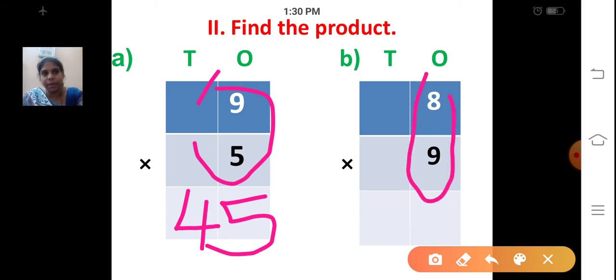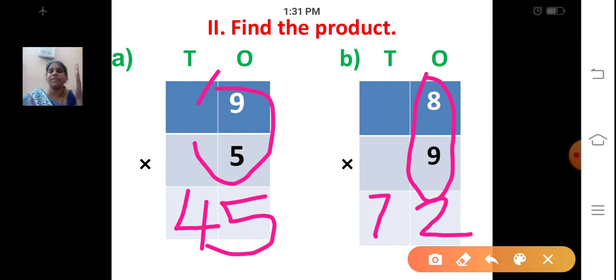Now second sum. We are going to multiply 8 into 9. 9 eights are, 8 nines are 72. Write down 8 nines are 72. For this you need to know the table. So just revise the tables from 2 to 10 nicely so that you can do these sums easily, right? So 8 nines are 72.